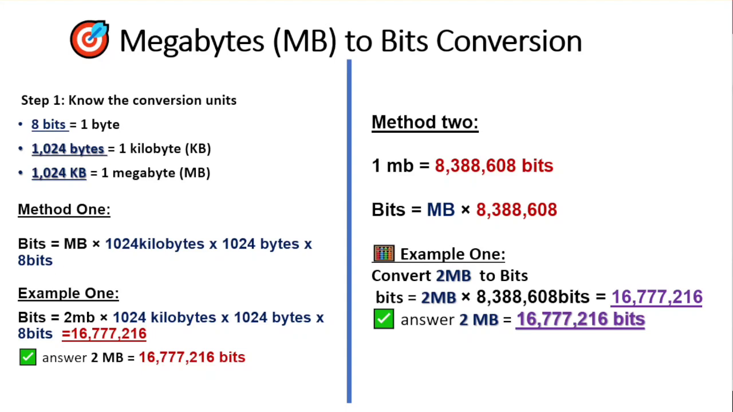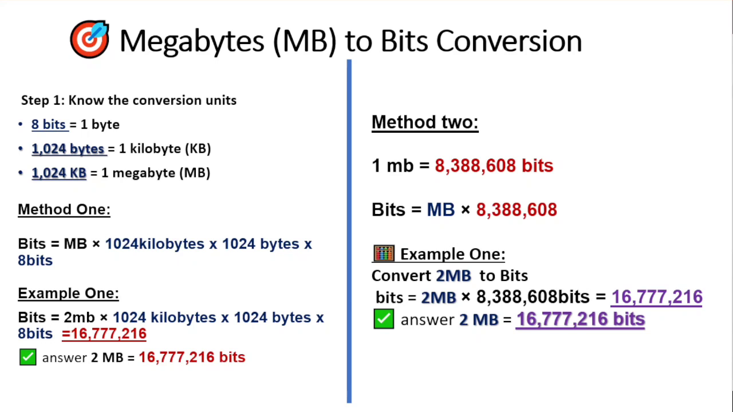Then method 2, like I said earlier, 1 megabyte is equal to 8,388,608 bits. What you just need to do is remember this number. Now, in order for us to convert from megabyte to bit, you just have to multiply whatever number you have been asked to convert to bit by 8,388,608 bits.